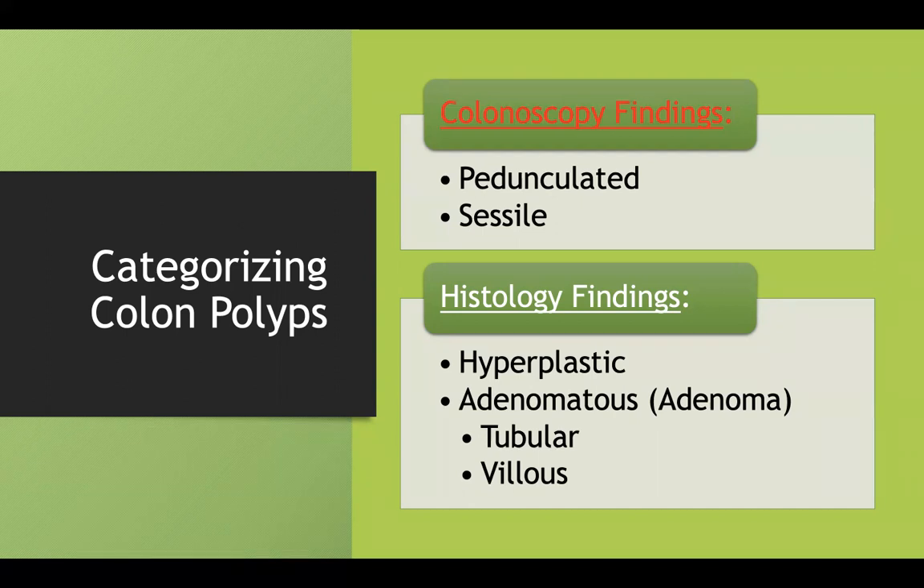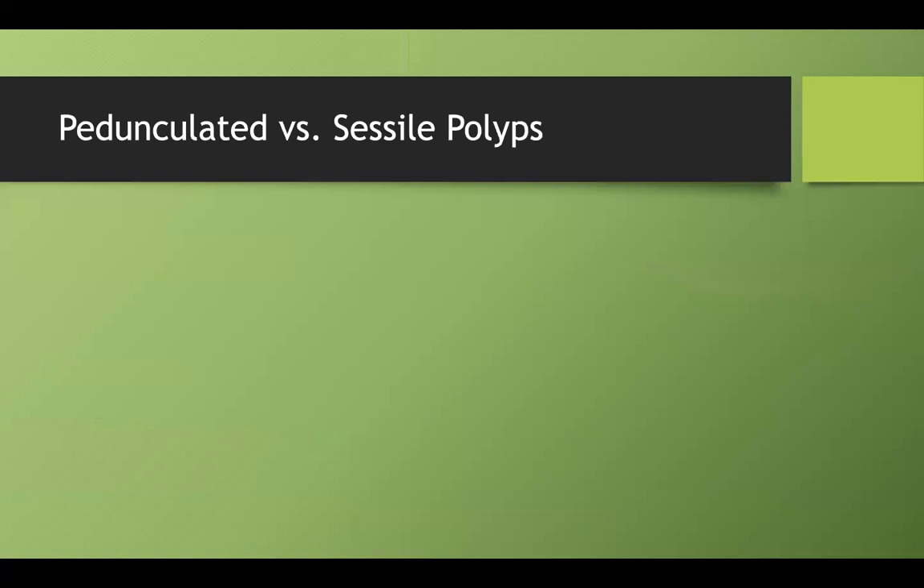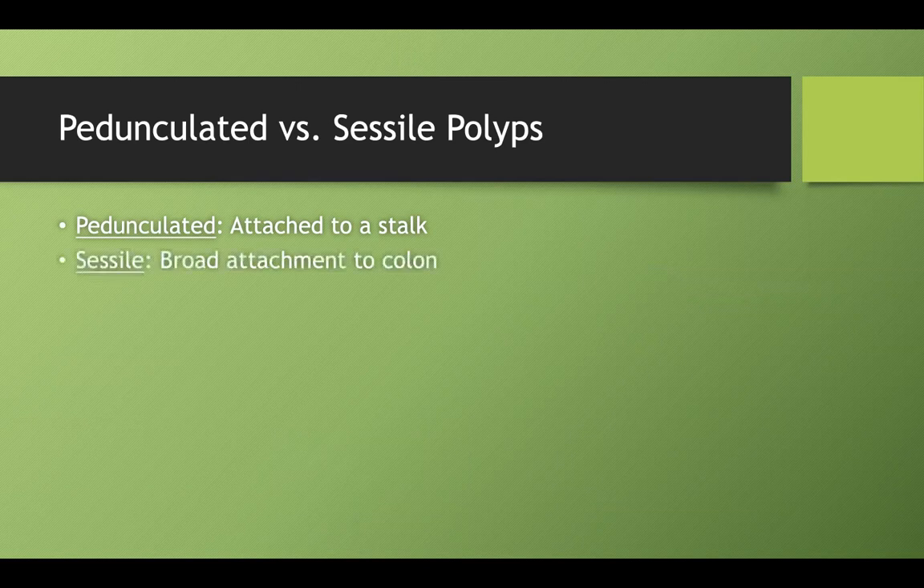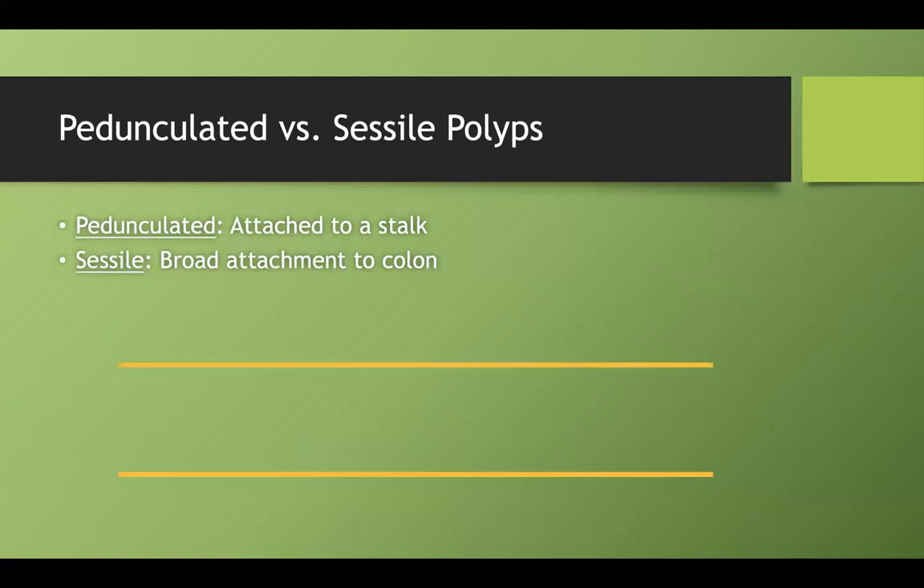So if we start with colonoscopy findings, let's talk about what a pedunculated polyp looks like versus a sessile polyp. A pedunculated polyp is just a polyp that is attached to a stalk, so you can see the stalk on colonoscopy. Whereas a sessile polyp has more of a broad attachment to the colon, where you don't get that fine stalk that attaches the polyp to the lumen. So if we look at the lumen here, a pedunculated polyp would look like this because it's attached to this nice stalk here. It's very easy to understand where it's protruding out from the colonic wall.